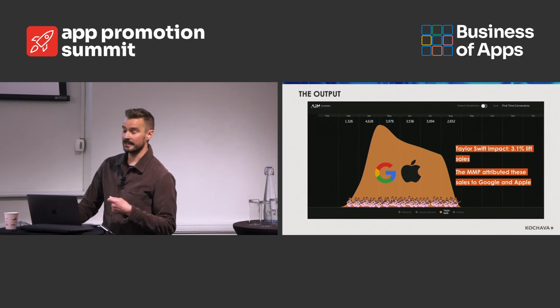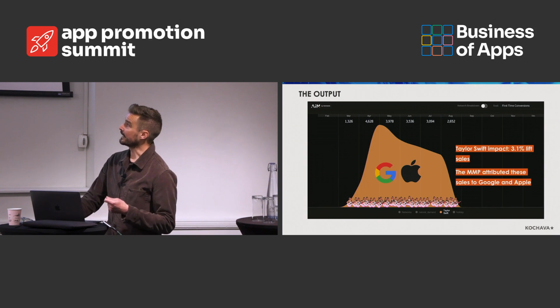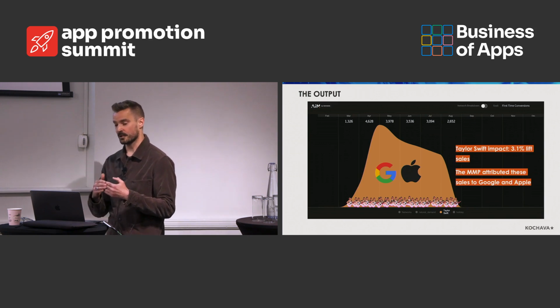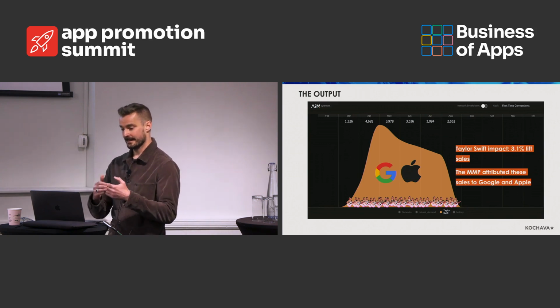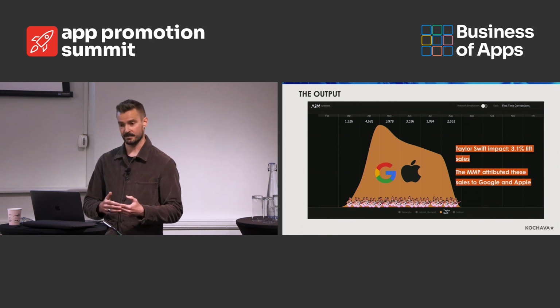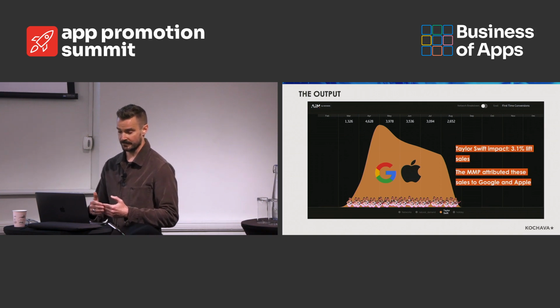And the MMP, so we went back, this was a singular client, the MMP attributed these sales to Google and Apple. Okay, so now what the model is able to show the marketeer is that it's not incorrect that Google and Apple were the last touch point, but they weren't the influencing factor on this sales lift.